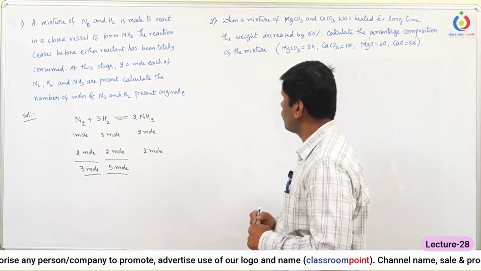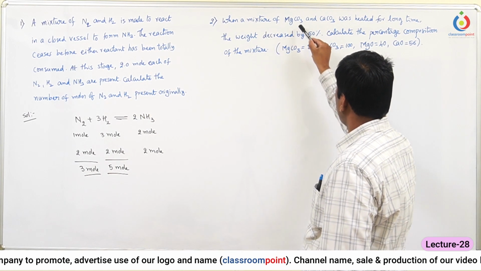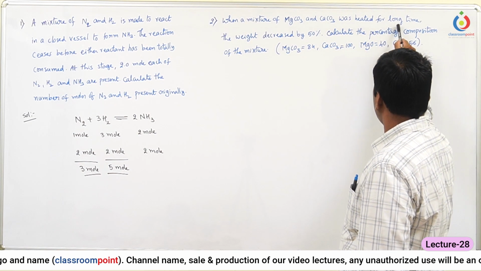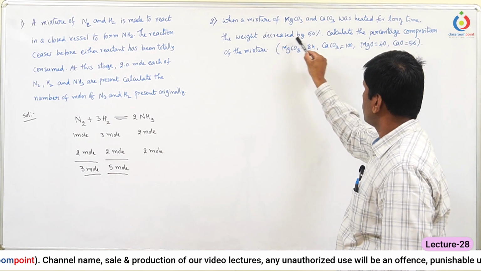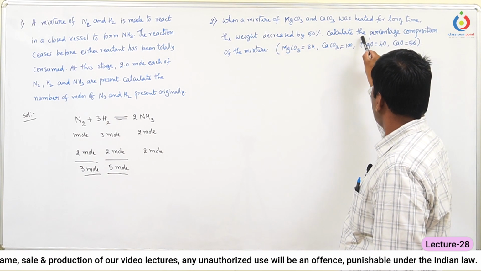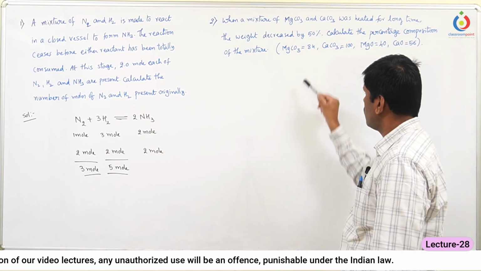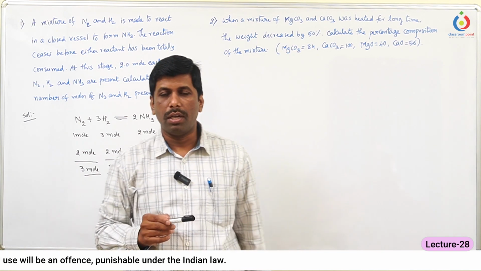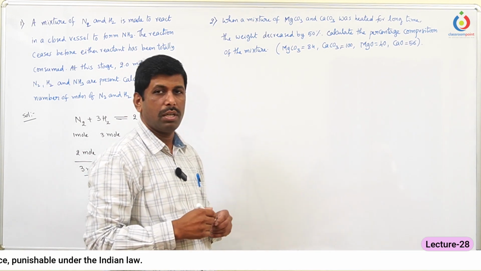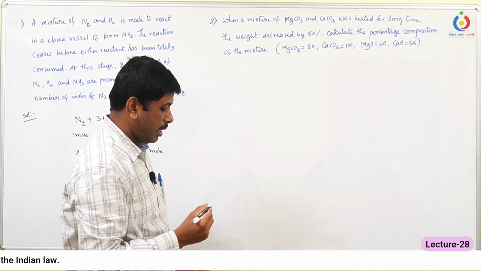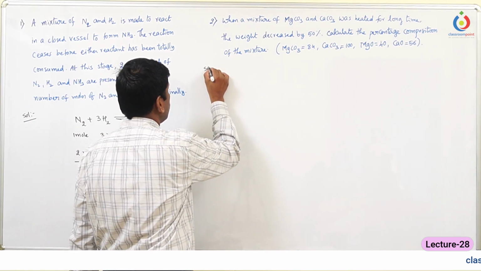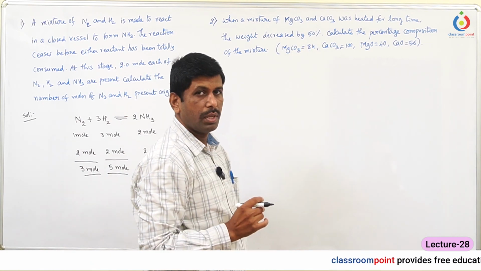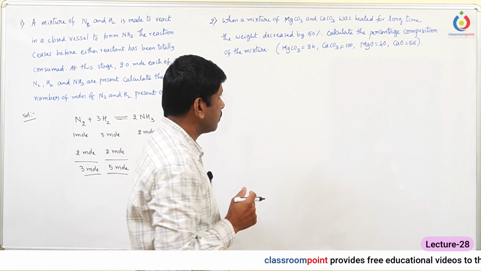Let us see one more important question here. When a mixture of magnesium carbonate and calcium carbonate was heated for a long time, the weight decreased by 50%. Calculate the percentage composition of the mixture. Other information is given: the molecular masses of magnesium carbonate and calcium carbonate, along with calcium oxide and magnesium oxide, are also provided. Here the only information available is the 50% reduction. By using that we have to solve this question.